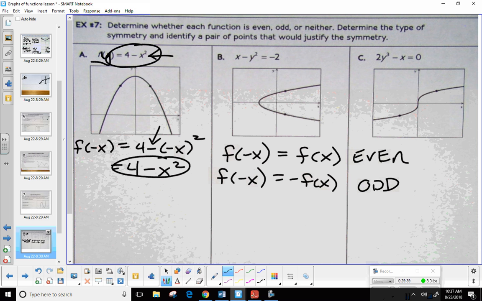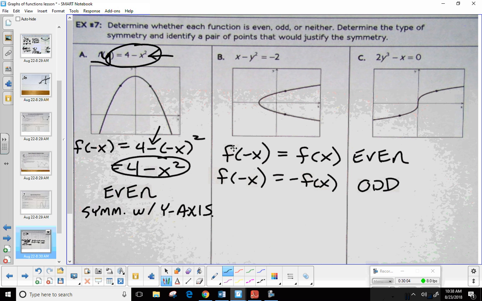So what happened here? It stayed exactly the same. So what does that mean? This guy's even. And if you go ahead and take a look, remember yesterday we said that even functions are symmetrical with what? Where could I fold and have the two parts come together? The y-axis. So we have symmetry with the y-axis.